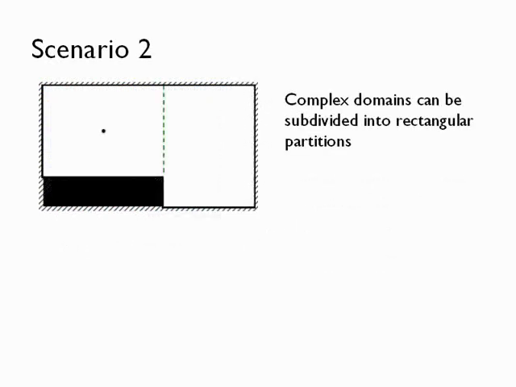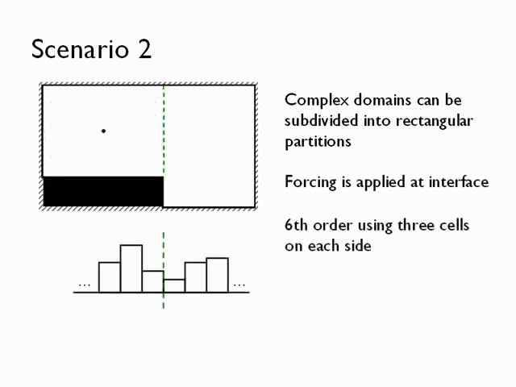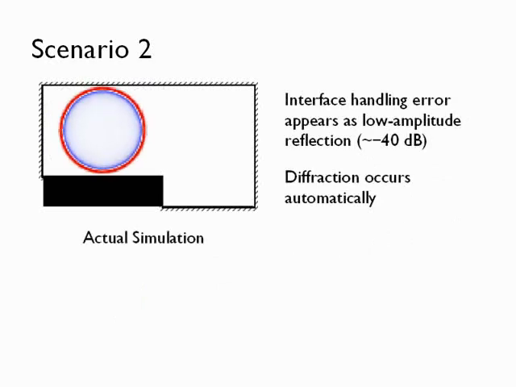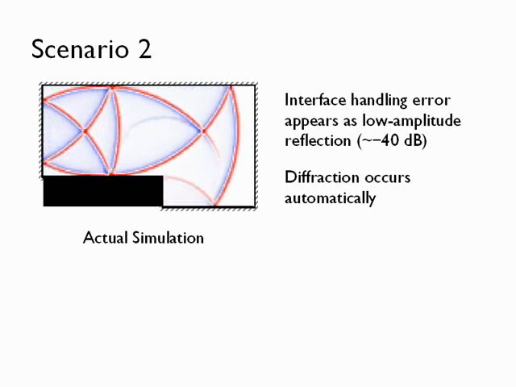Complex domains can be subdivided into many rectangular partitions with varying sizes. The communication of sound between two partitions is achieved by applying a sixth-order scheme at their interface. The interface errors appear as imperceptible, low-amplitude reflections.